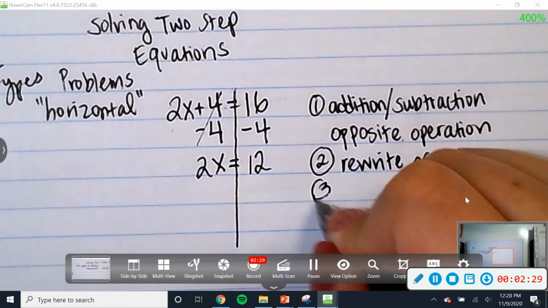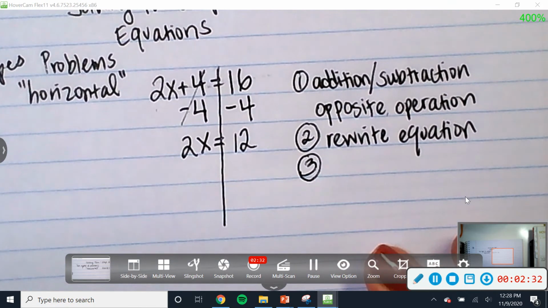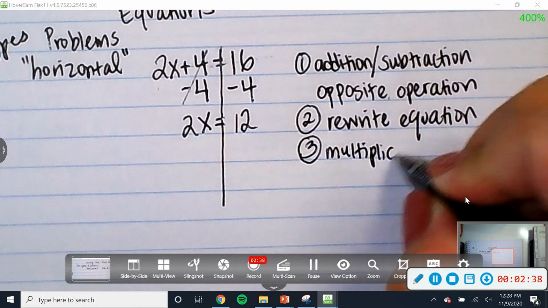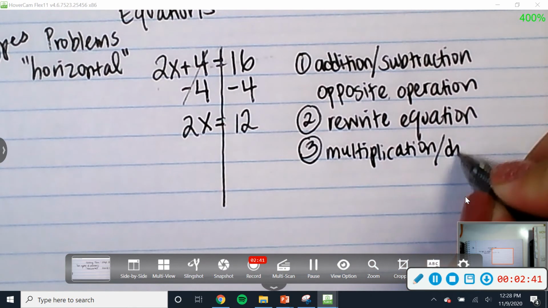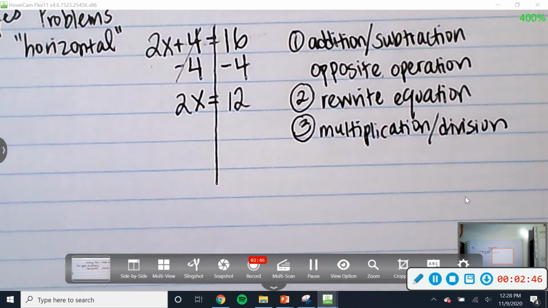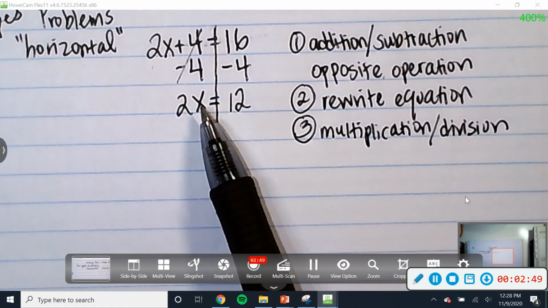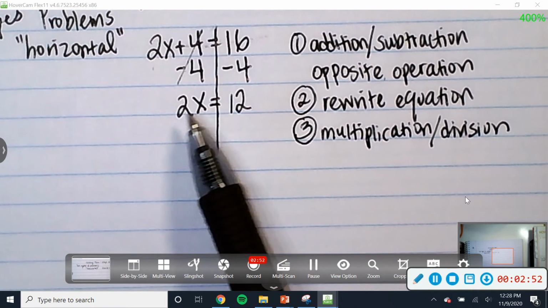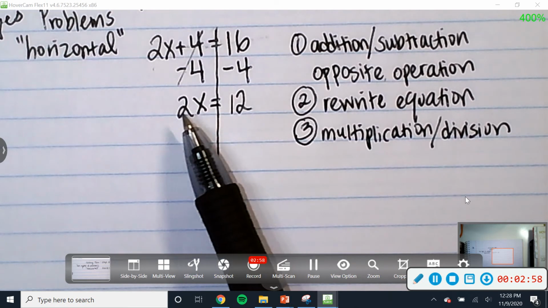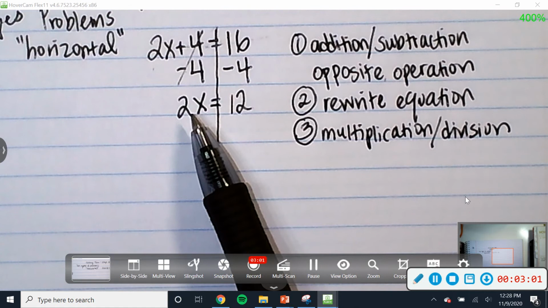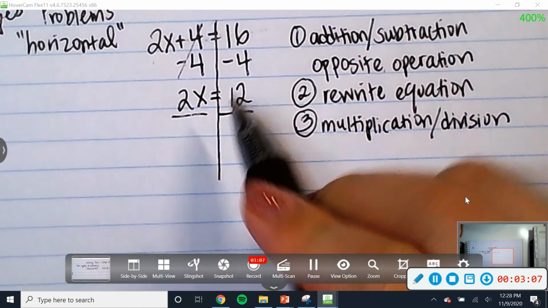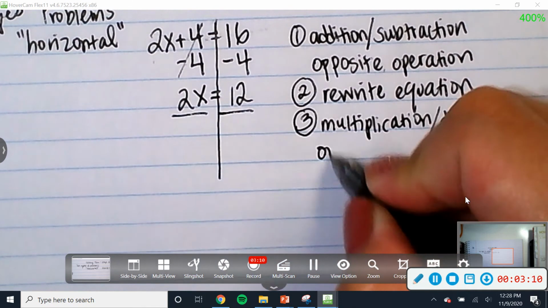After doing that step, I'm on to my last step here, step number 3, which is going to be multiplication or division. So in multiplication or division, again, it's going to depend on my problem. So if I look at the example problem here, I have 2x equals 12. And when it's written like this, 2x, this means that I am multiplying 2 times x. So anytime I have a number written next to the variable like this, I always need to use division because that is my opposite operation.